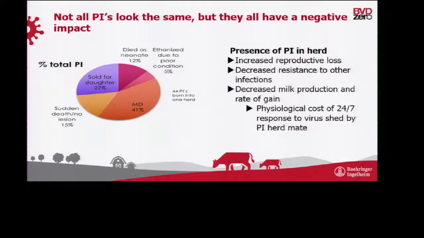Sold for slaughter. 27% of them looked normal enough to go for slaughter, that you wouldn't walk into that pen and say, that's a PI animal. And that's what makes it hard sometimes to convince a producer that he should get rid of all the PIs. He's willing to get rid of these funky ones, and he doesn't have much say about the ones that die on him. But that percent, that looks normal.